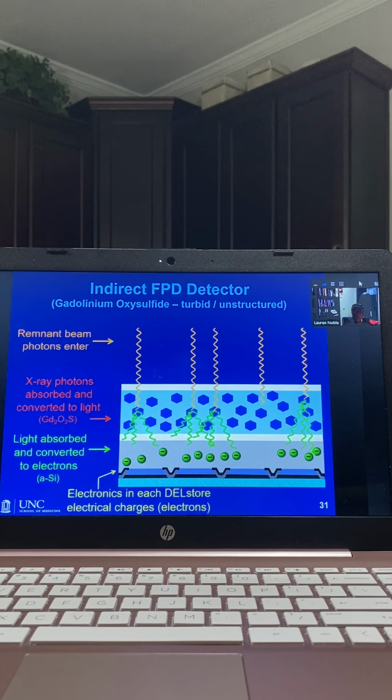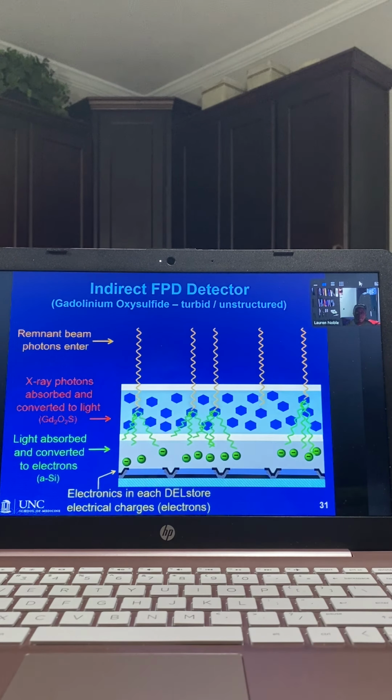Our detector down in the lab, the one that's in the battery charger, our flat panel detector, is made of gadolinium oxysulfide. So we have this type of scintillator layer, and we have amorphous silicon for the active layer. So that's what our detector happens to be.